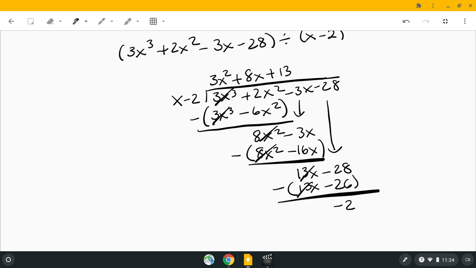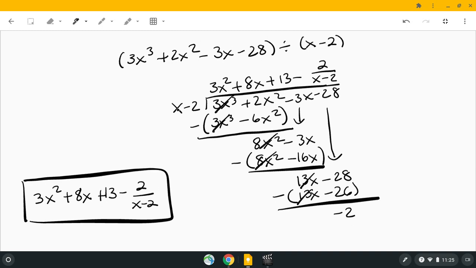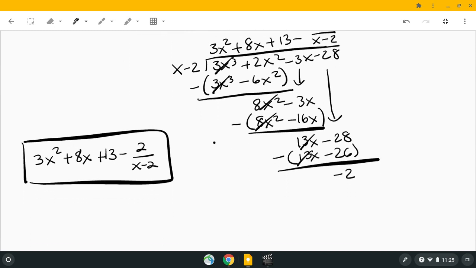So when we bring it up here, it's going to say minus 2 over the thing we're dividing by. Our final answer is 3x squared plus 8x plus 13 minus 2 over x minus 2. You can see the similarities to regular division with numbers. All right, let's go ahead and do another example.